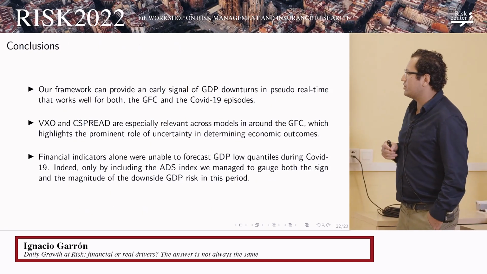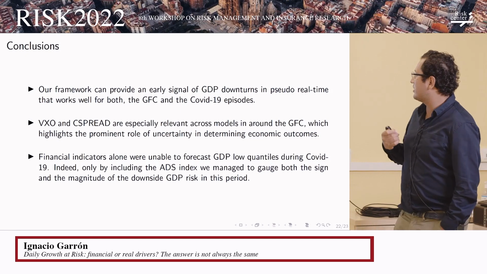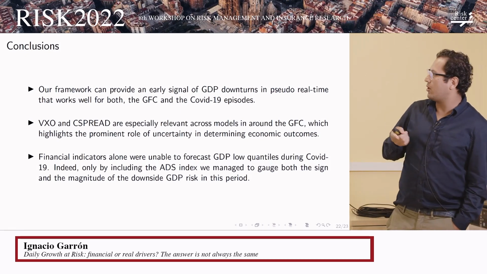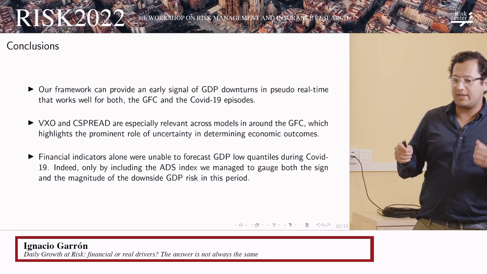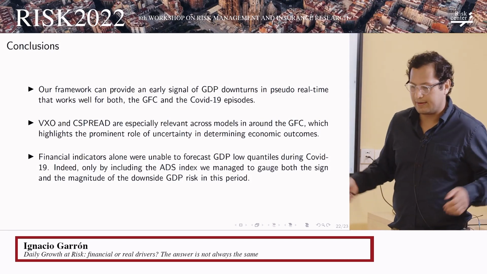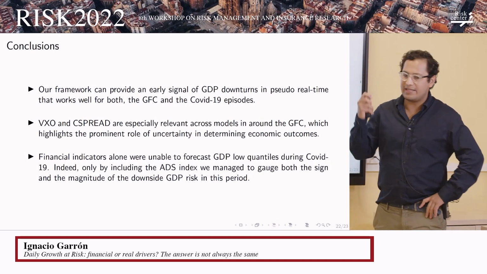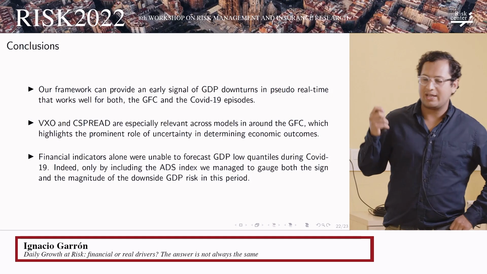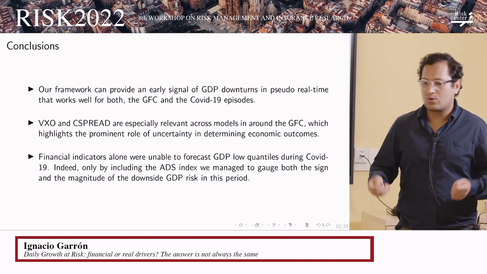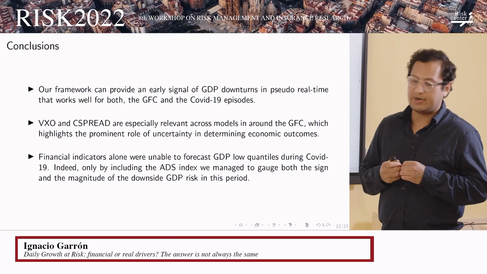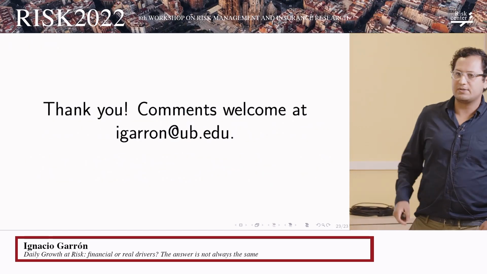So as a conclusion, our framework can provide an early signal of GDP downturns in pseudo real time that works well for both the GFC and the COVID-19 episodes. From the financial indicators, VXO and credit spread are important. And most importantly, financial indicators alone were unable to forecast GDP low quantiles. So that's why, for example, many organizations and central banks could not forecast the downside risk in GDP with the traditional framework. Okay. Thank you very much.